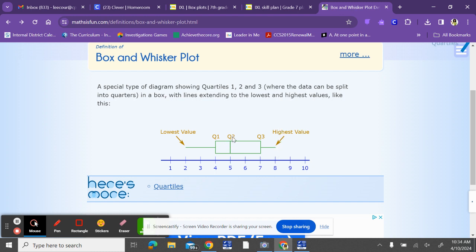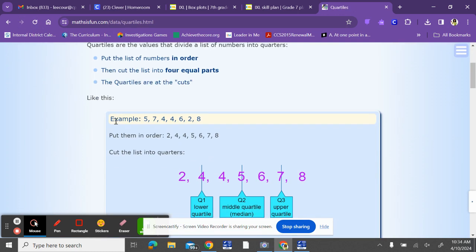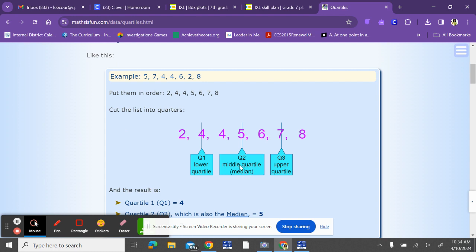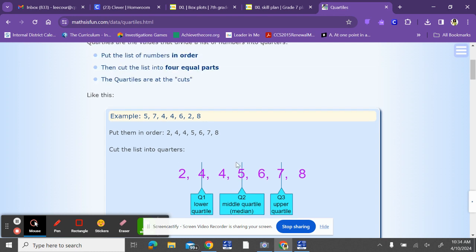Quartile 2 is the median of all the data. Now, in order to find the median, you have to put the data in order from least to greatest, and the middle number is your median. If you have two numbers in the middle, you take the two numbers in the middle and find the average, which means add them together and divide by 2, and that will be your median. So hopefully you have an odd amount of data points where you don't have to do that.